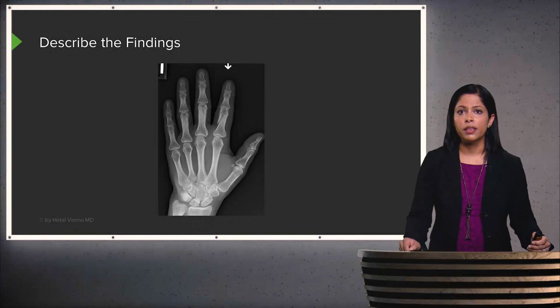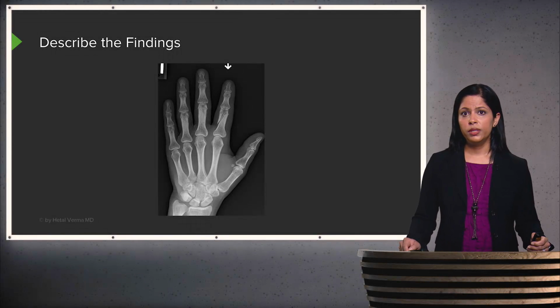So let's take a look at this X-ray of the hand. What do you see here? The abnormality is of the second digit.